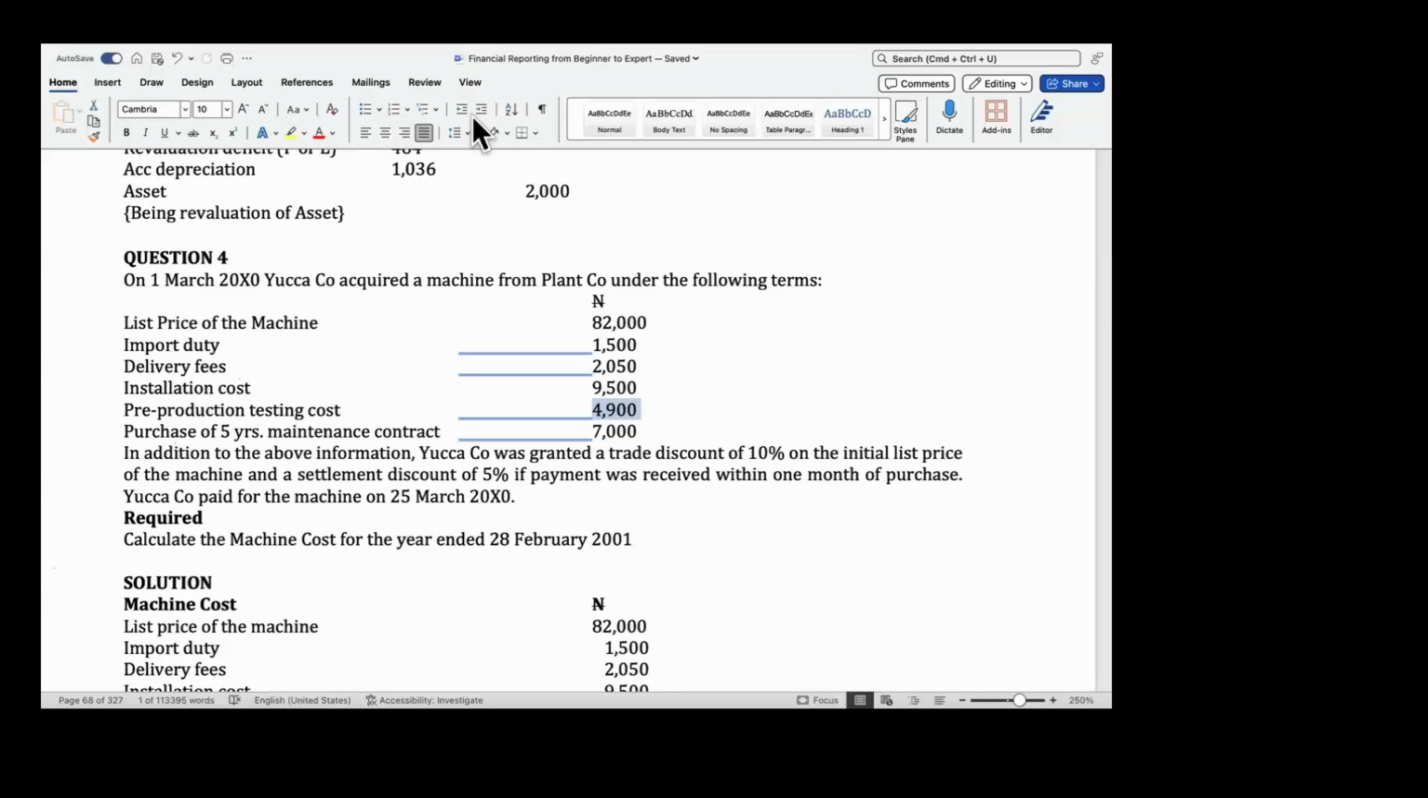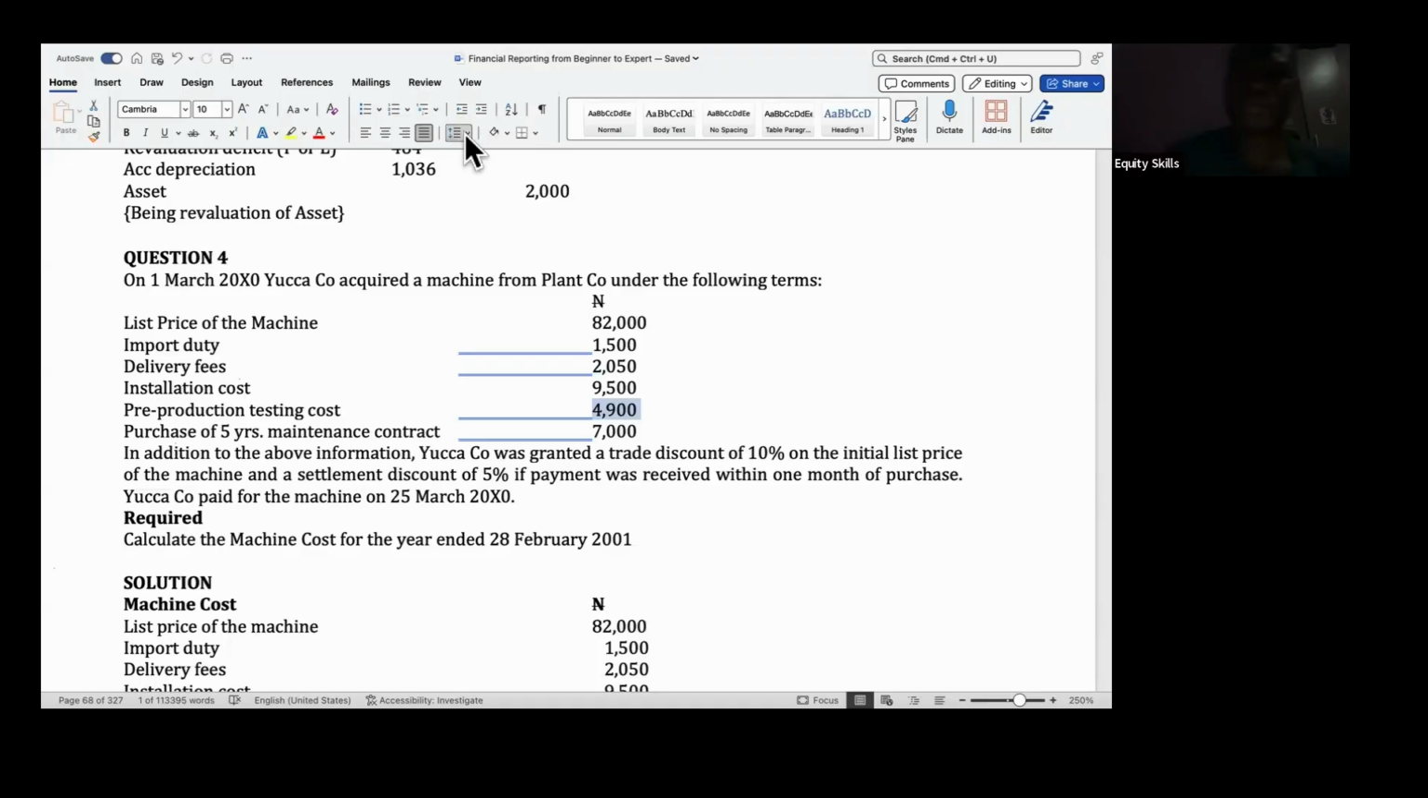Yes, I'm with you. Testing cost is part of the attributable cost. It is a cost that we incur to test the condition of the asset before we start using it. So it's part of the cost that must have been incurred before the asset is in the condition desired by management. Yeah, that's reasonable.